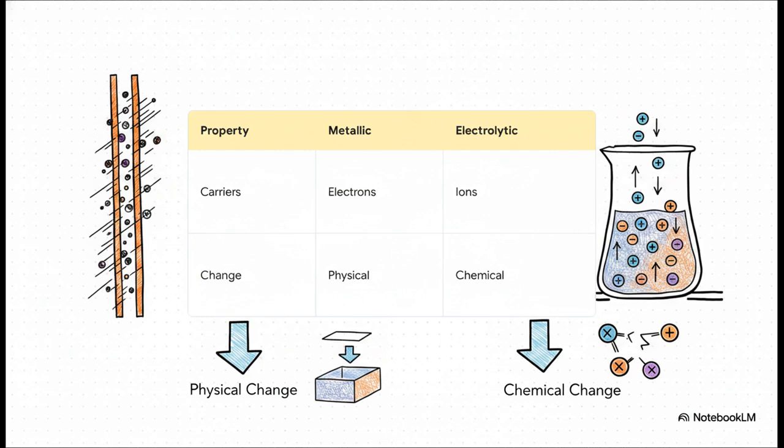Over on the left, you've got metallic conduction. This is what's happening in the copper wires in your walls. It's driven by free, delocalized electrons just zipping along. It's a purely physical change, no actual matter is moving. But look at the right side, electrolytic conduction. This happens in liquids, specifically electrolytes like salt dissolved in water. Here, the charge isn't carried by tiny free electrons. No, it's carried by the physical movement of actual chunky ions, charged atoms. Because physical matter is literally moving to carry the current, this is a chemical change. They are fundamentally different processes.